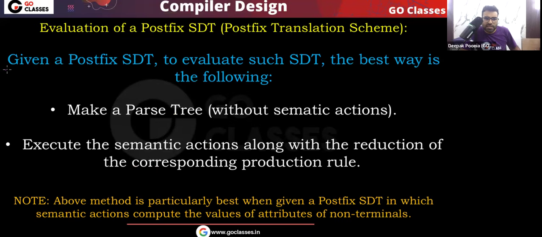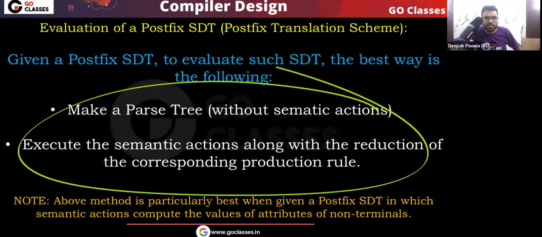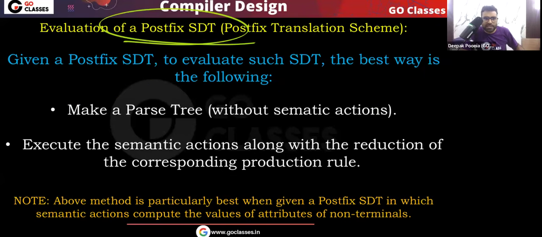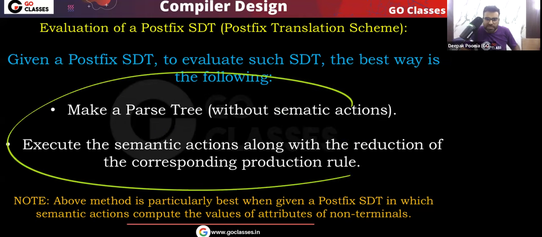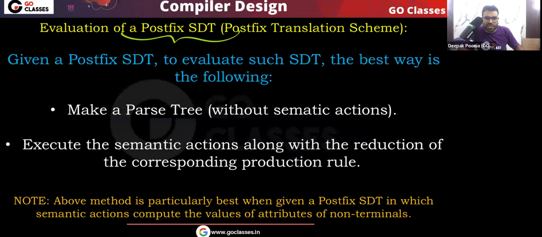Given a postfix SDT, to evaluate such an SDT, the best way is the following. So this is the method you can use to evaluate postfix SDT. First, you make a parse tree without semantic actions. Remember, in the general method, for all SDTs, whatever type of SDT is given to you, we make a parse tree with semantic actions. Yes or no? But here, this is a specific method only applicable for postfix SDT.